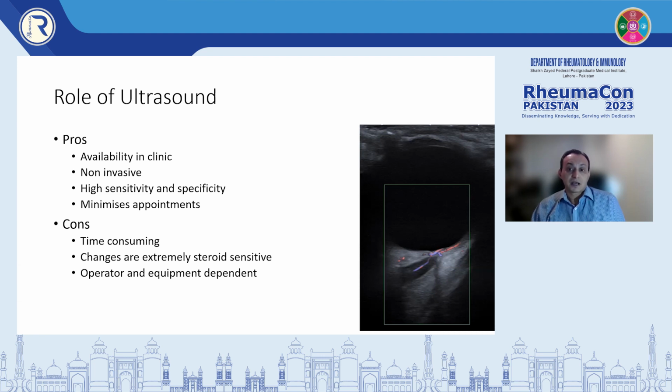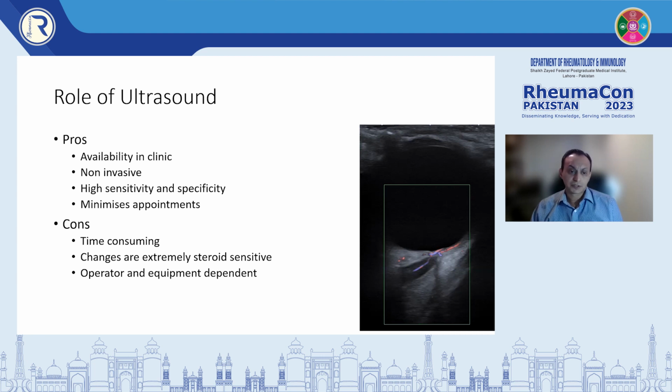Alongside the high sensitivity and specificity, which we will discuss in detail later on, one key thing is that it reduces the number of appointments required for the patient. You can pretty much decide in a single appointment whether the patient has giant cell arthritis or not in about 70% of the cases. And they can be discharged from the clinic if they don't have giant cell arthritis.